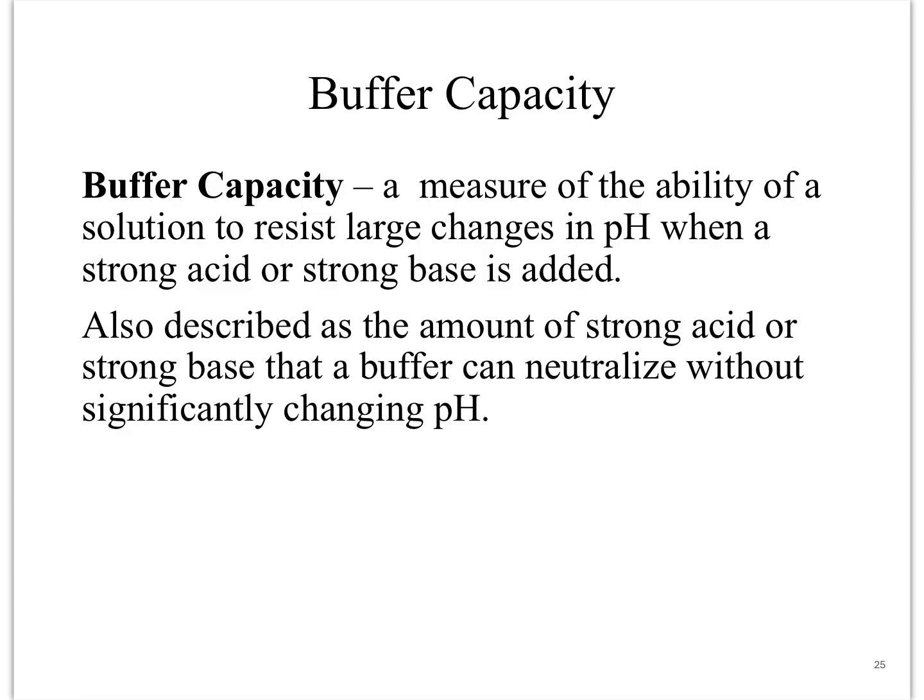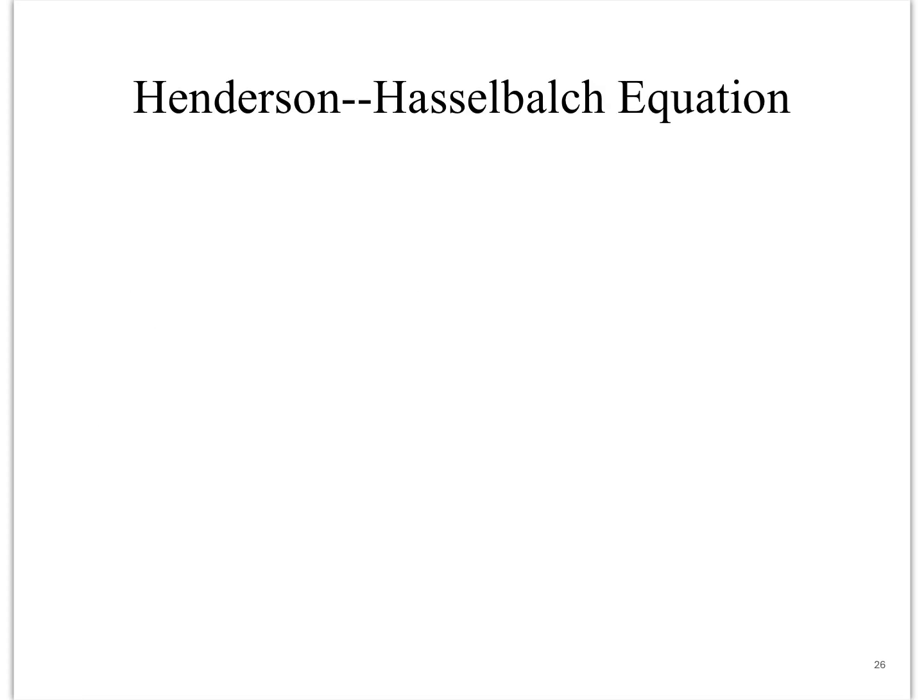As we mentioned earlier, a buffer system is made by a pair of conjugate acid and base. So it needs to be a weak acid with its conjugate base, or a weak base with its conjugate acid. Also, buffer capacity is described as the amount of strong acid or strong base that a buffer can neutralize without significantly changing the pH. Now we are going to talk about how, in the lab, we can choose a certain weak acid with its conjugate base, or weak base with its conjugate acid, to prepare a buffer.